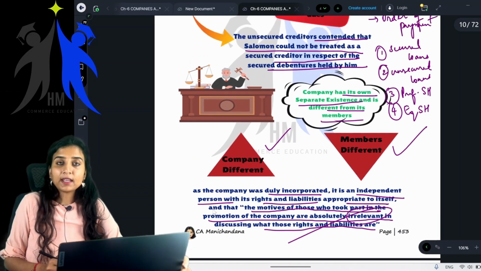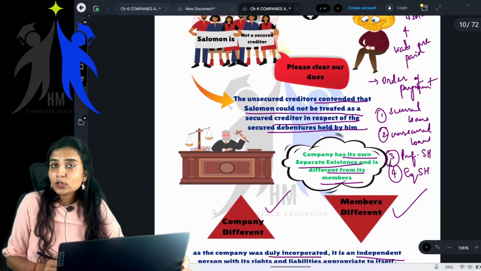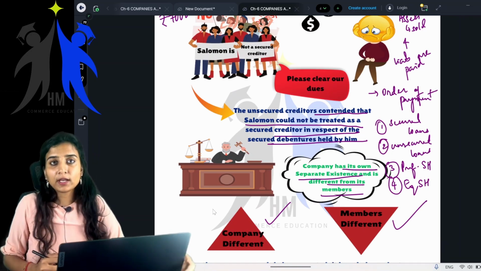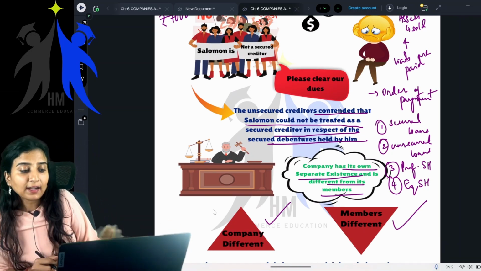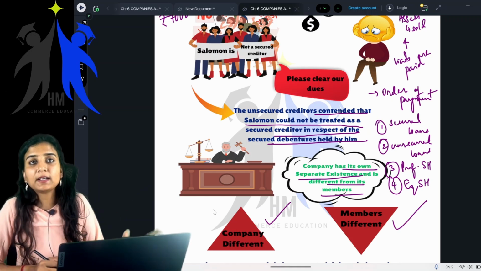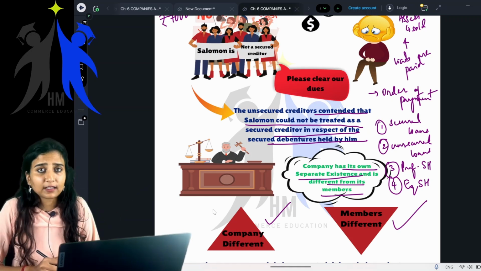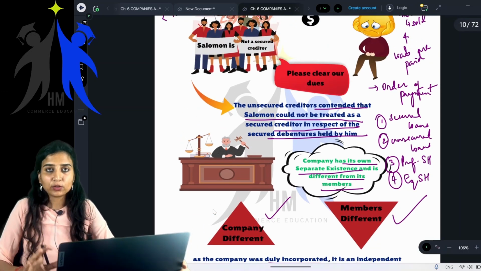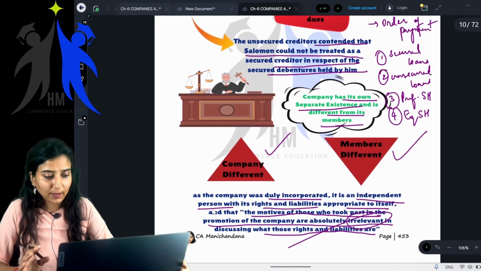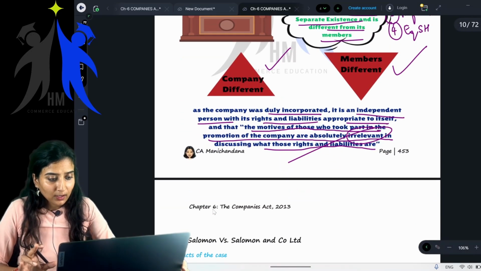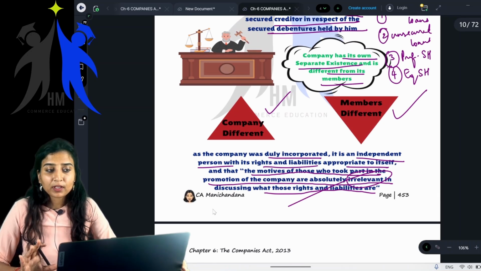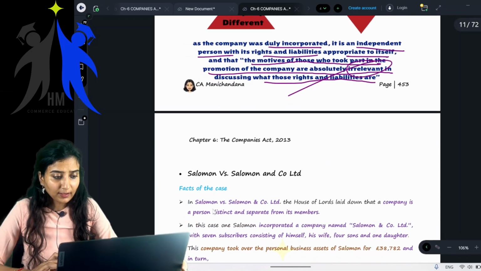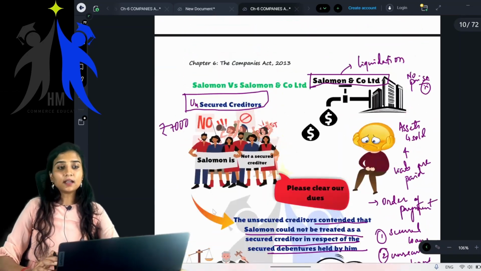So it said, no unsecured creditors, you cannot ask us to pay you first. You cannot ask us to deny the fact that Salomon should be treated as a secured creditor, a secured debenture holder. They lost. Salomon went to court, Salomon versus Salomon and Company Limited, and somehow Salomon could win the case. Okay, fine. Let's read. Clear till here, everyone?